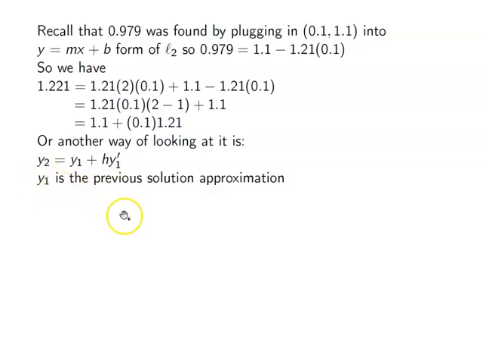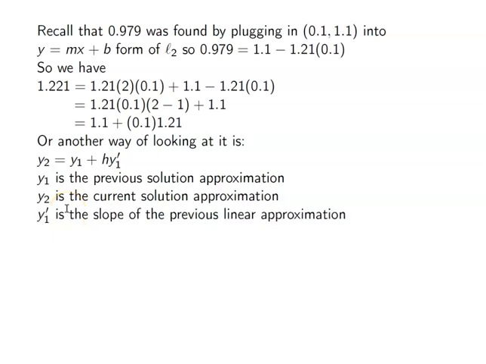Okay, so y1 is the previous solution approximation, y2 is the current solution approximation, y prime of 1 is the slope of the previous linear approximation. So if I generalize this into current and next, my next output value is my current output value plus my step size times the rate of change at the point that I'm at right now. Okay, and so that is how I find each new output value.